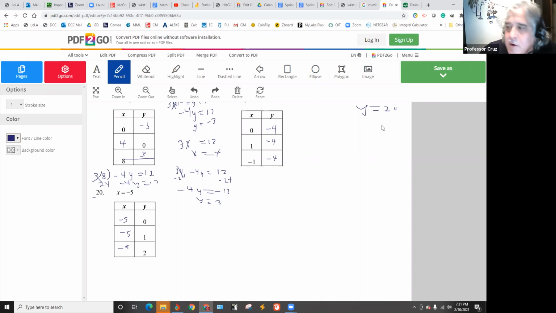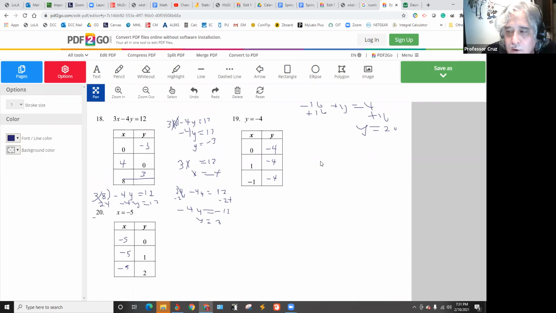And its counterpart, y is equal to -4, well, it doesn't matter what x is, y is always equal to -4. So there's no calculations to do on those at all. Just kind of show you by graphing how it works.